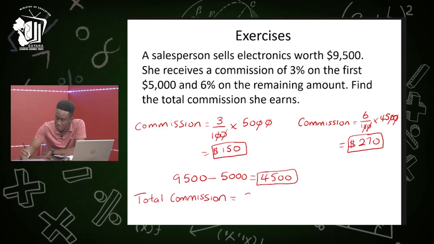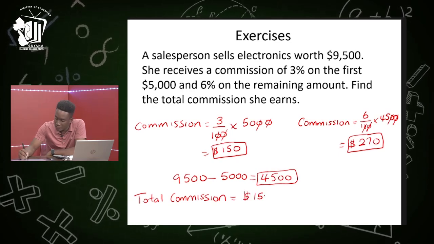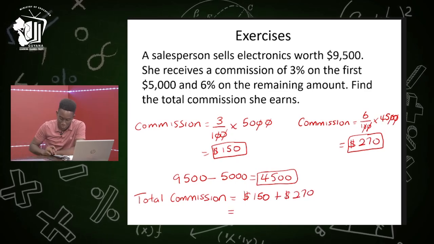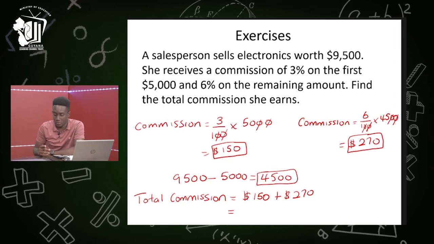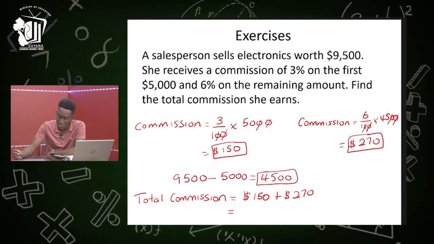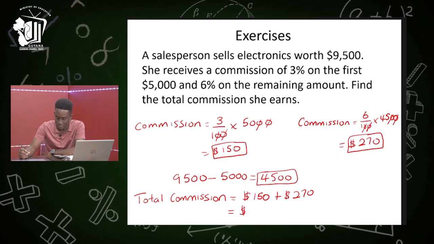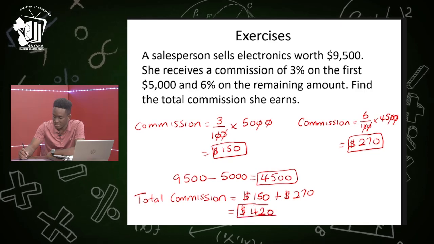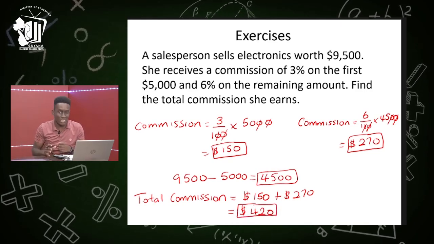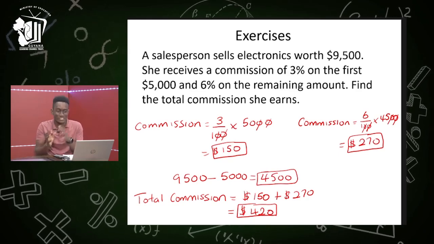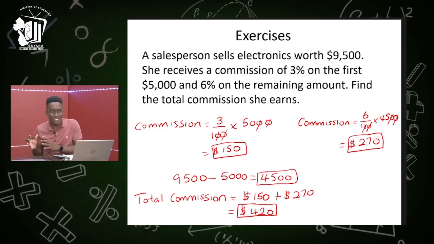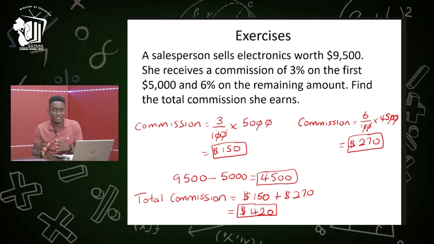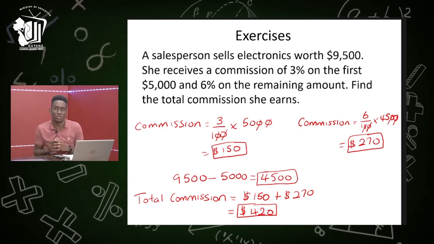The total commission will be $150 plus $270. So when we add up 150 plus 270, we see that she will earn a total commission of $420. So we saw in this example, we had to find a percentage on the first set of money, and then for the remaining set of money, we find the other percentage, and then we add all together, and that will give us the total commission.